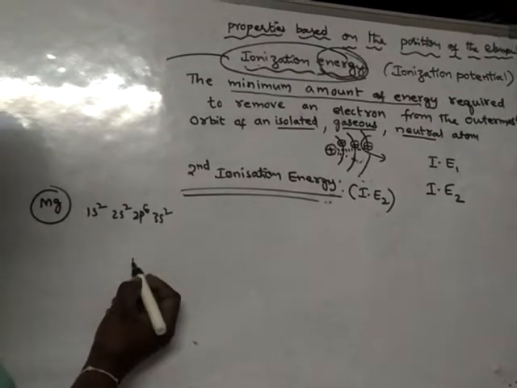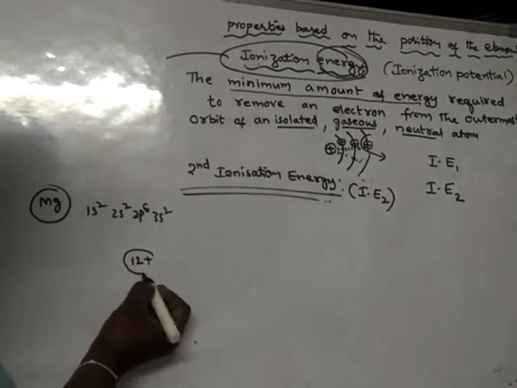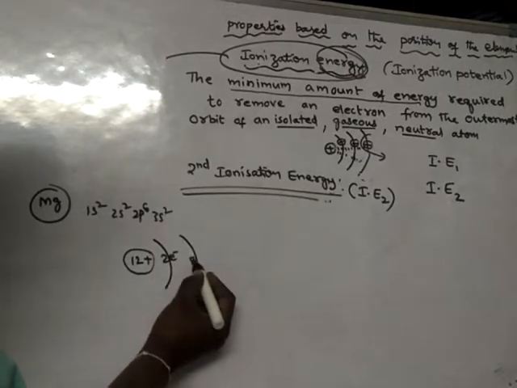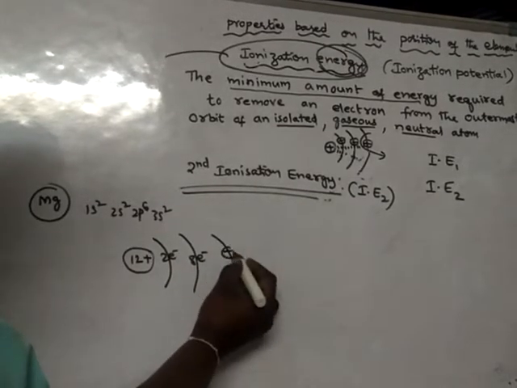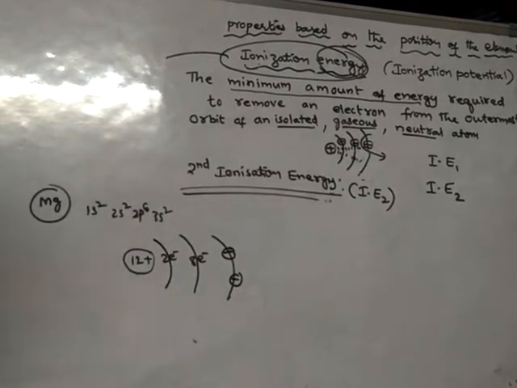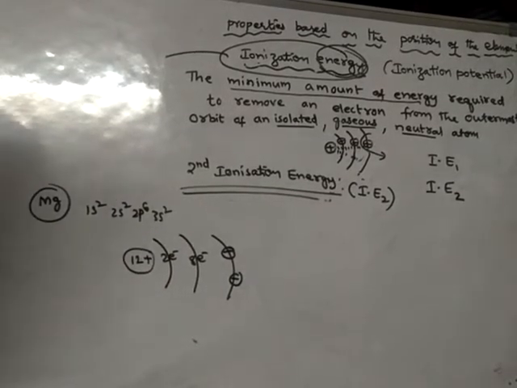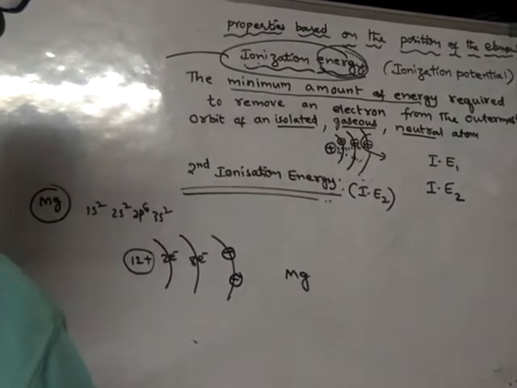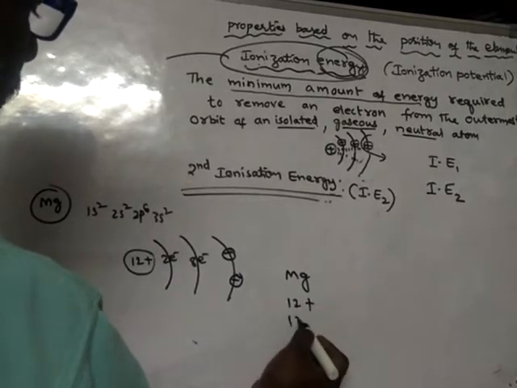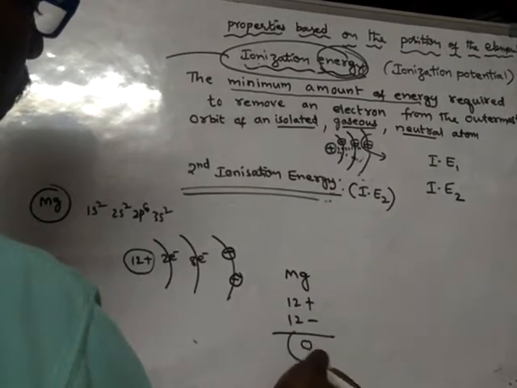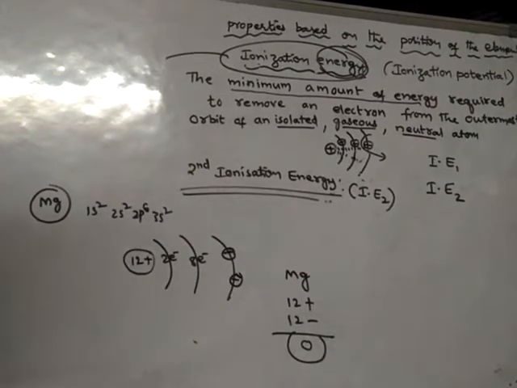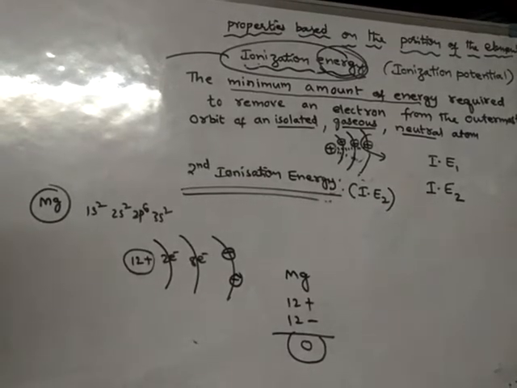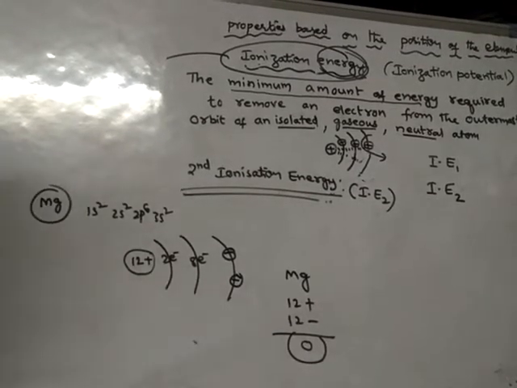If I see, there are 12 positive charges in the nucleus of magnesium, and the first orbit has 2 electrons, the second orbit has 8 electrons, and in the third orbit there are only 2 electrons. So this is a magnesium atom. It has 12 positive charges and 12 negative charges, and the net charge is 0. Overall charge is 0 because total positive charges and total negative charges are equal. Hence, there won't be any resultant charge on the atom.